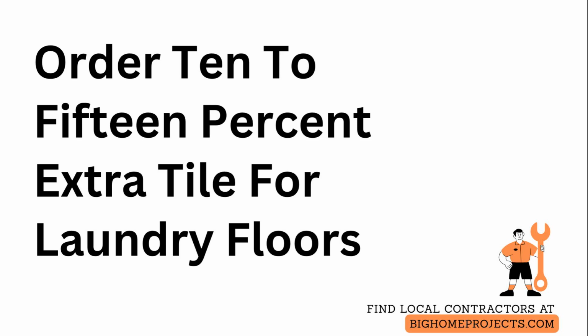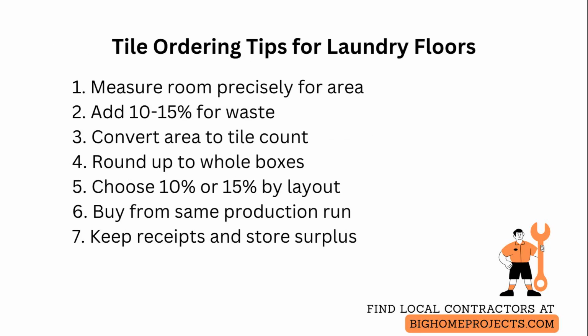Order about 10 to 15% extra tile beyond the measured floor area to allow for cuts and breakage. Measure the room length and width precisely and multiply to get the area in square feet, then add 10 to 15% to that total for waste and pattern matching.